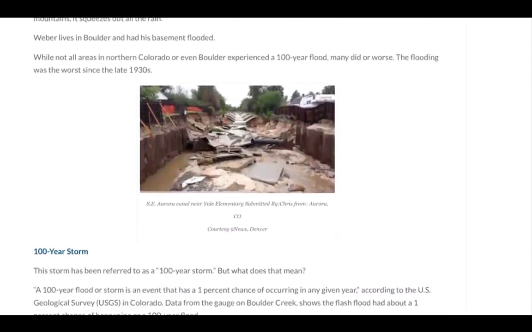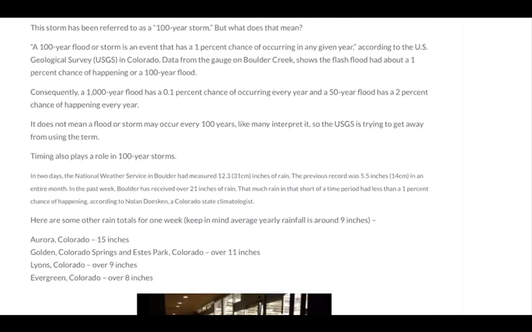So jumping down into this 100-year storm, it says this storm has been referred to as the 100-year storm, but what does it mean? A 100-year flood or storm is an event that has a 1% chance of occurring in any given year. So it's so extreme, okay? There's only a 1% chance that it could occur. It says data from the gauge on Boulder Creek shows the flash flood had about a 1% chance of happening, or a 100-year flood. So how do we calculate this?